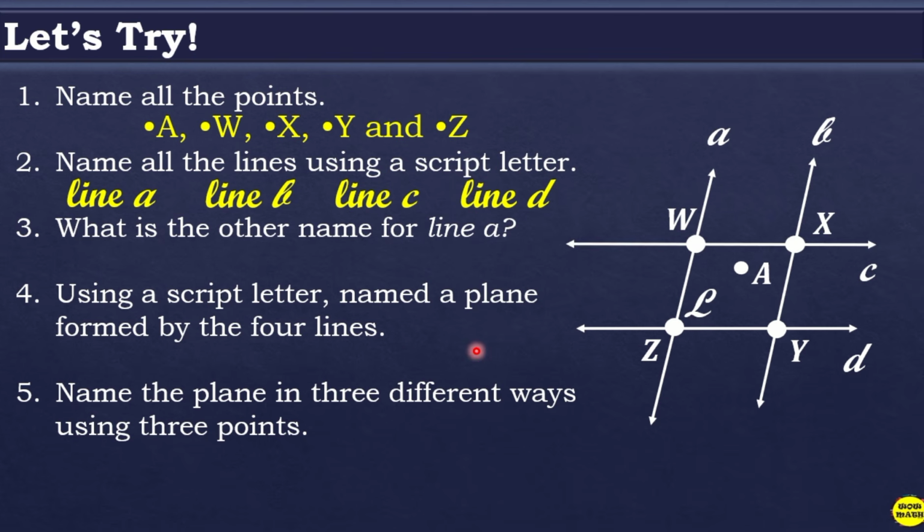Okay. Next, what is the other name for line A? So, this is your line A. Okay, ito yung line A. So, what is the other name for line A? Nabanggit natin to kanina na we have 2 ways of naming a line. Using a script letter or using any 2 points. Okay? So, ano yung isa pang pangalan ng line A? So, we can name it line WZ or line ZW. So, ito po yan, WZ or ZW. Okay? So, pareho lang po yan.